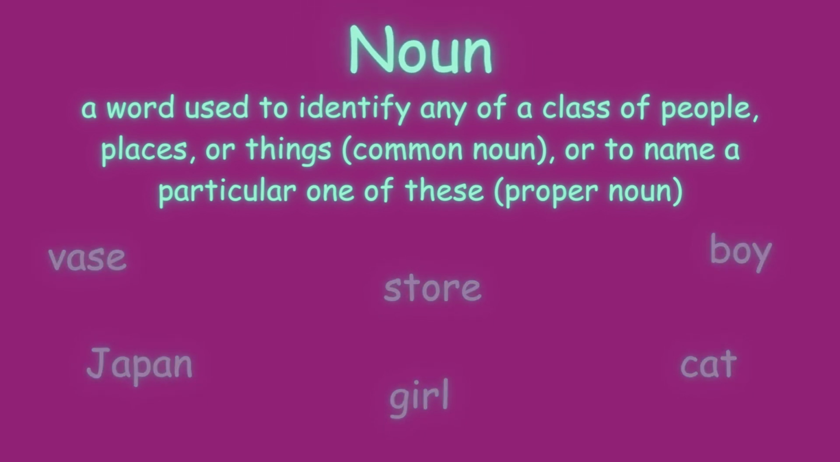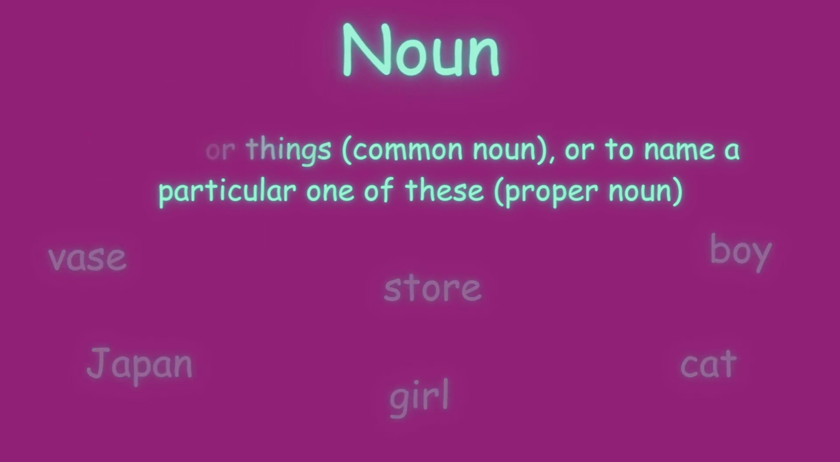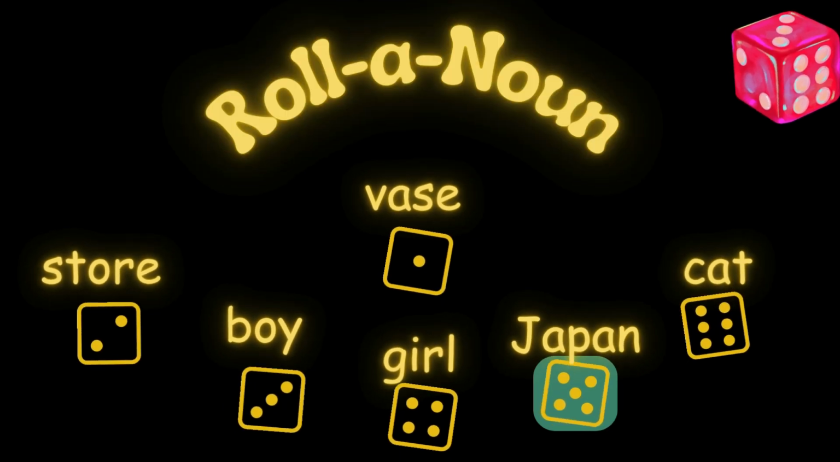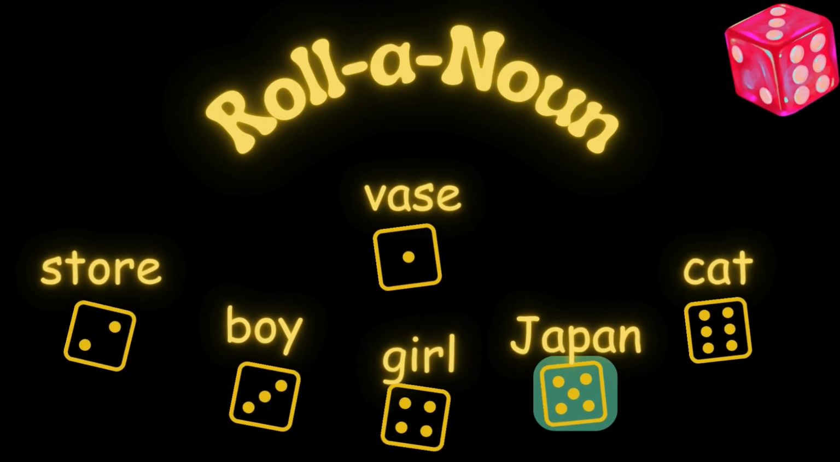Notice in our example nouns below that I only have one proper noun, which is Japan, and I used a capital J. But if I had put the word country, which is still a noun because it's a place, it wouldn't need to have an uppercase letter because it's not a specific country like Japan. The first time we rolled for a noun, we rolled a 5 and got Japan.